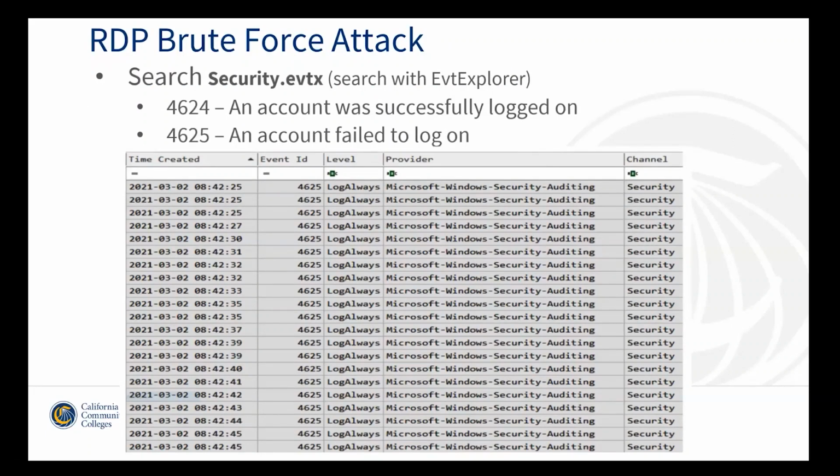So, how to analyze an RDP brute force attack: you would search the security log for these particular events, and then you would see some of the logon events there.